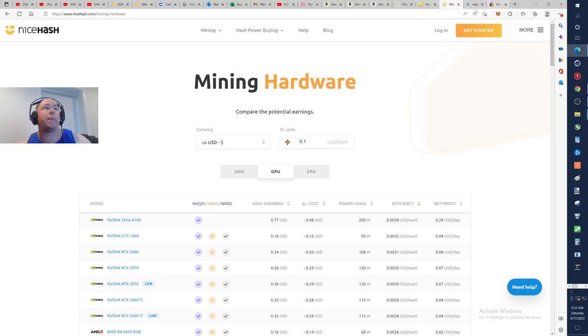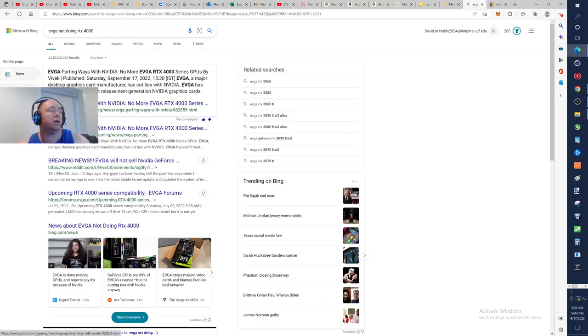A lot of stuff has driven a company like EVGA to reconsider what it's going to be doing in the future. I don't know if you guys saw this, but EVGA is not doing RTX 4000. One thing for me, if you look at my graphics card collection, at least 30 to 45% of it is EVGA.